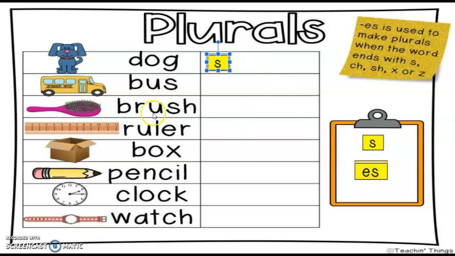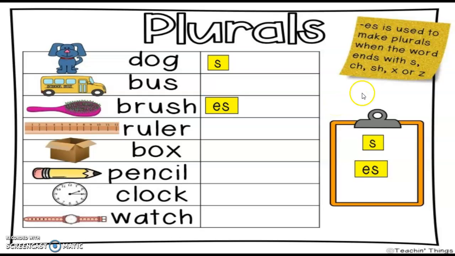Okay, let's move down to the word brush. Does this end in S, CH, SH, X, or Z? Right, it ends in SH. So when a word ends in SH, we're going to add the ES to it and make it brushes.